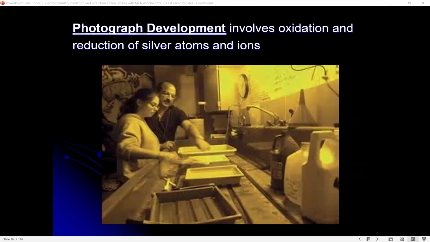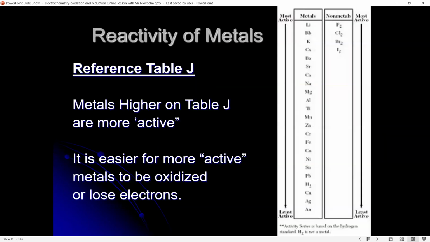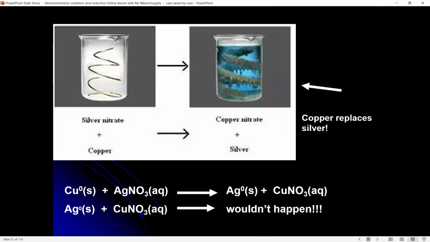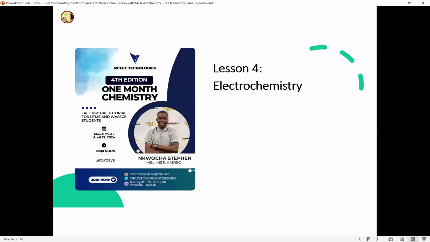Okay, ladies and gentlemen, that's the end of oxidation and reduction. Bleach acts on stains by oxidizing them. See, that's very easy. Explosives form nitrogen, neutral gases and nitrogen compounds. So these are just things that you can easily use to remember, and that is the end of oxidation and reduction for you to play around.